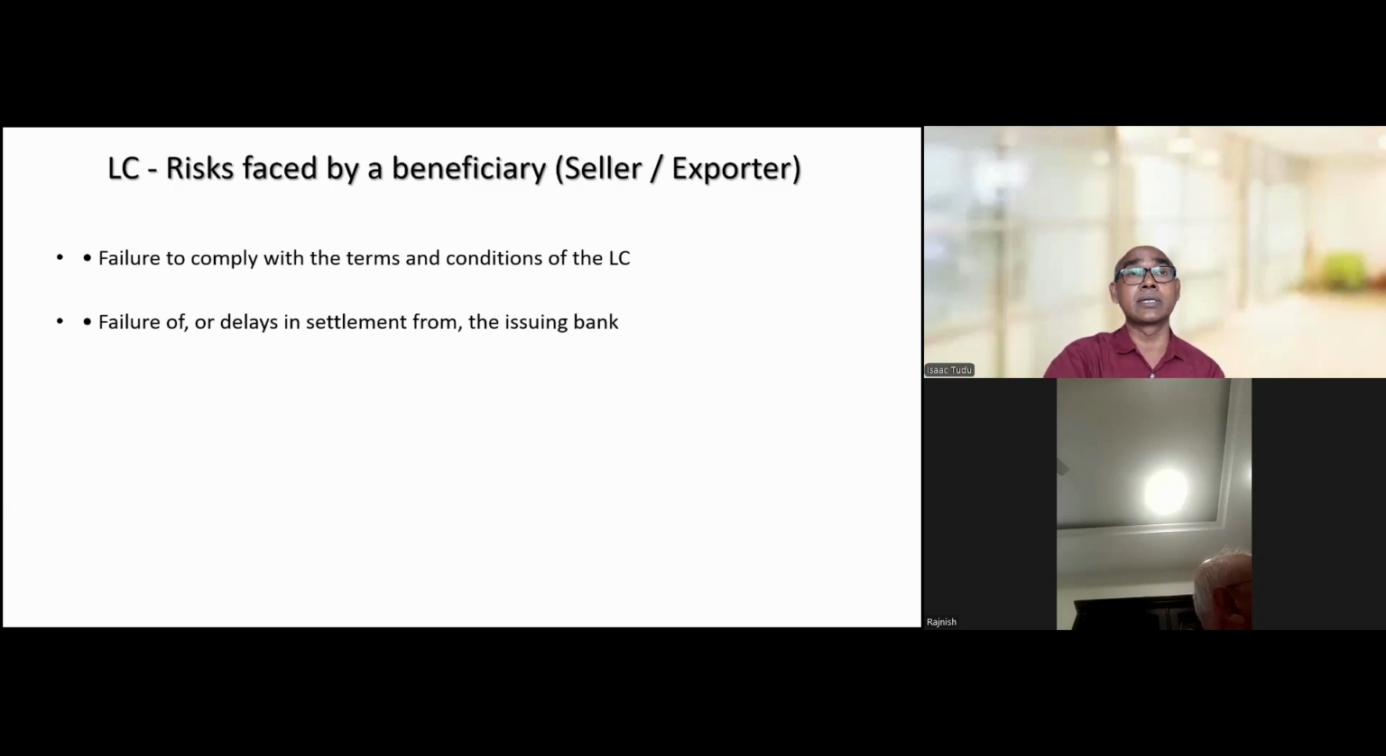So always have a look. Who is the issuing bank? What is the credit standing of the issuing bank? And what is the country where that issuing bank is located?